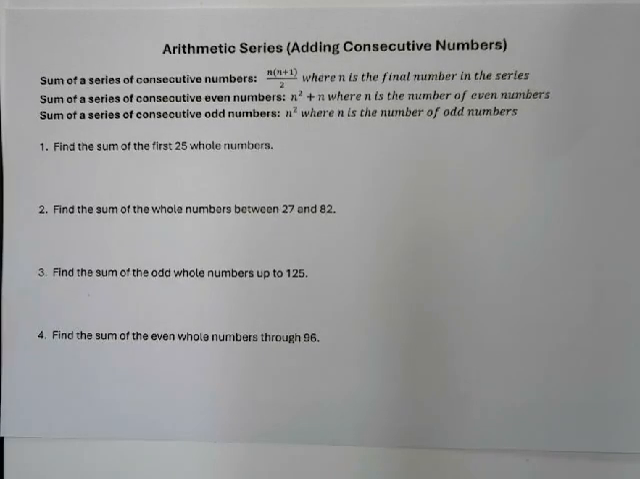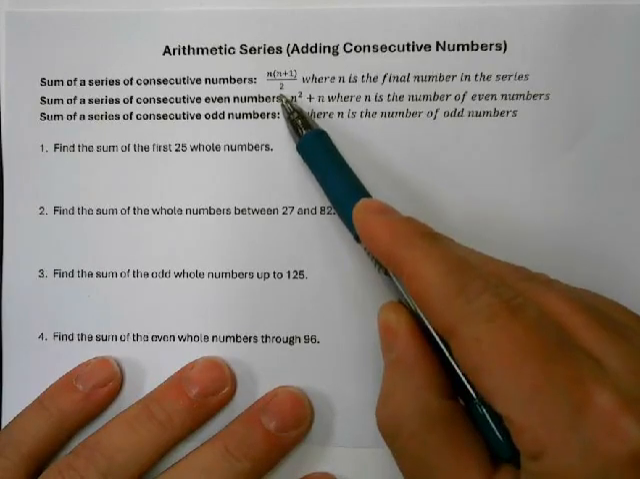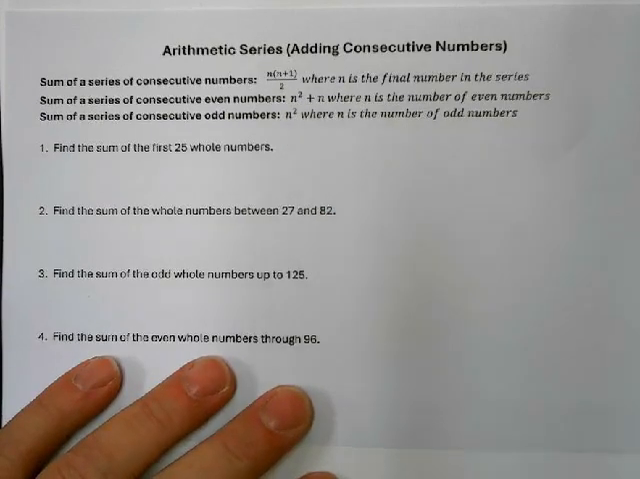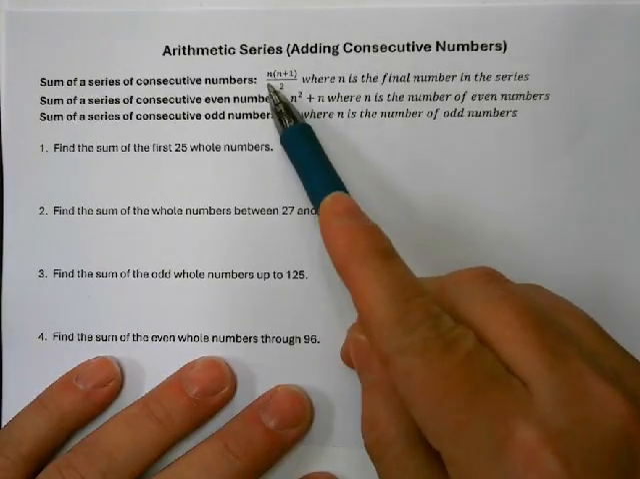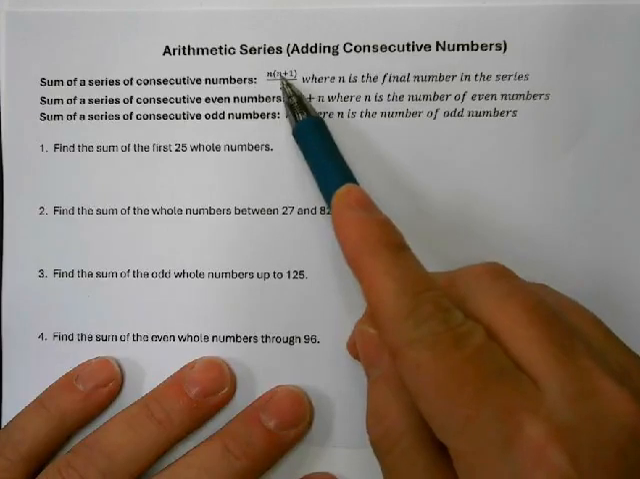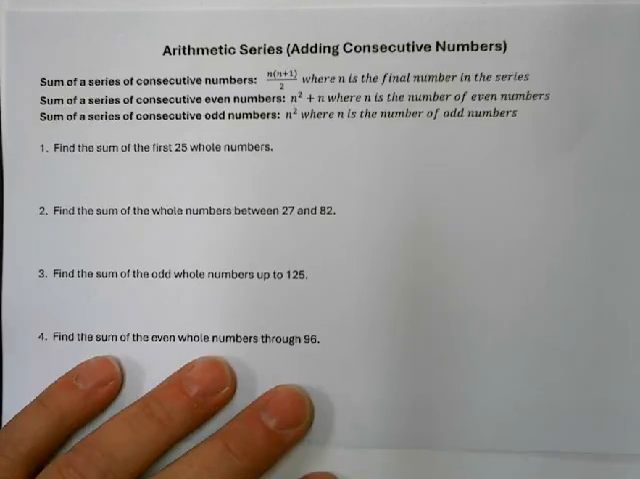So our first formula is here. This is just the sum of a series of consecutive numbers. We have n times n plus 1 divided by 2, and n is the final number in the series. So if I wanted to add the first 10 whole numbers, I would use 10 as my n value. So I do 10 times n plus 1, so 11. 10 times 11 divided by 2.